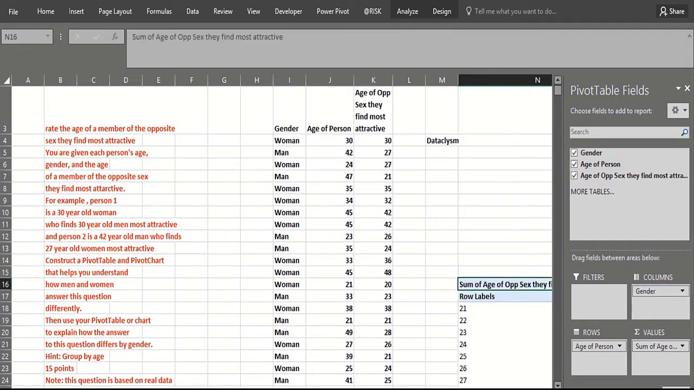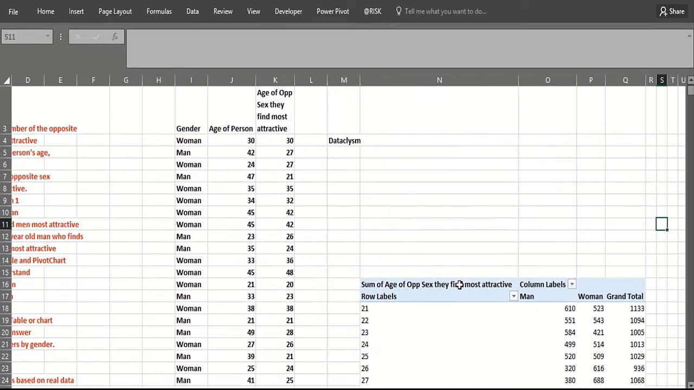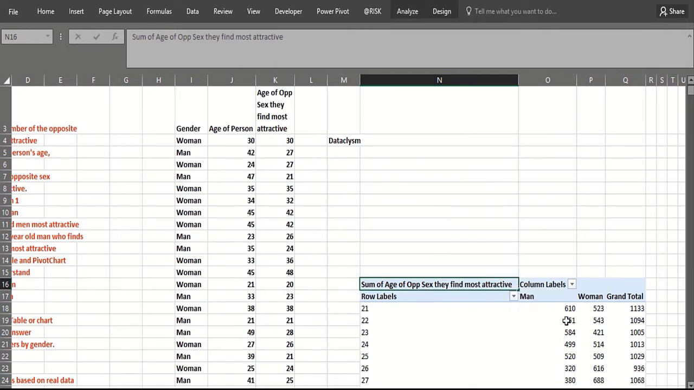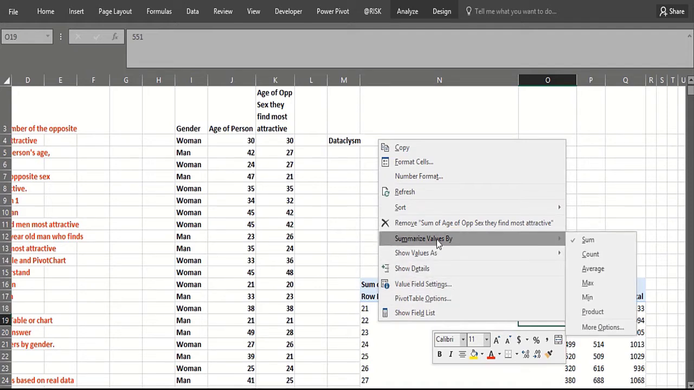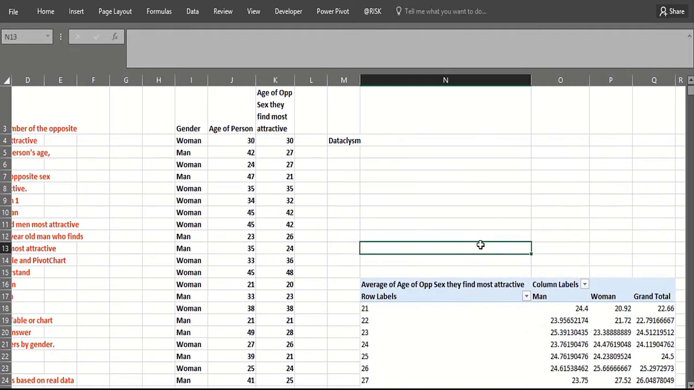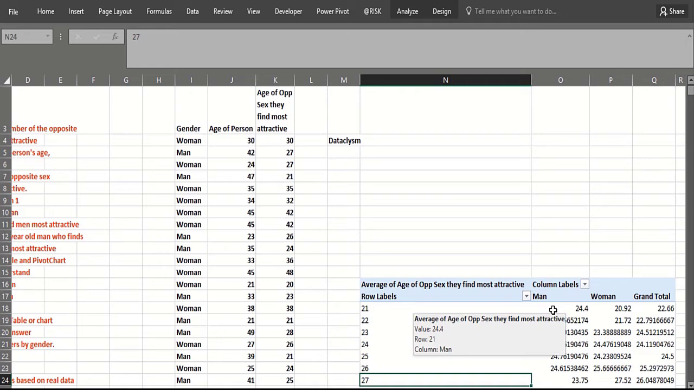Now, what this does, it does sum of age, and that's not what I want, but we know how to fix that, I think. Since it says sum of age, if I right-click, if I go in here, I can go to value field settings, or you can actually do summarize values as by average. So now we have for every age the average age that a man or woman will find most attractive. For men and women, we have the average age of the person of the opposite sex they'll find most attractive.